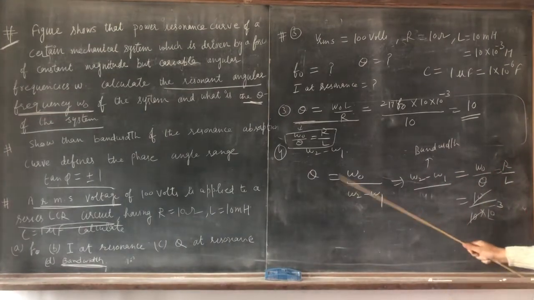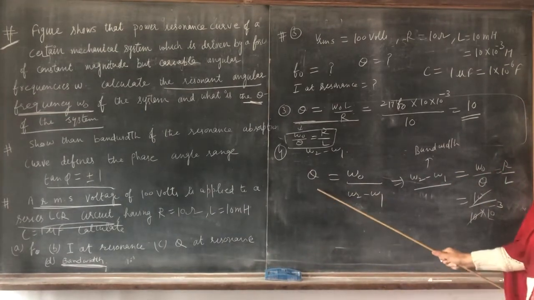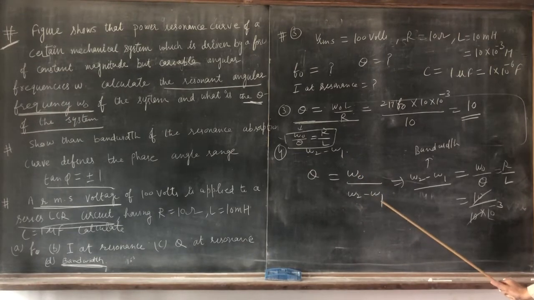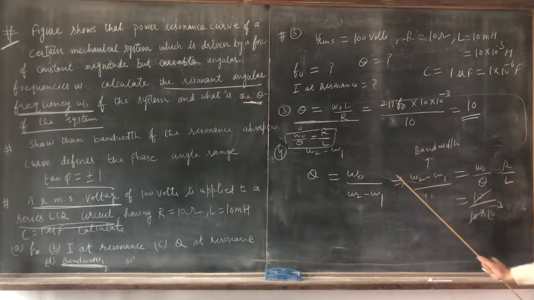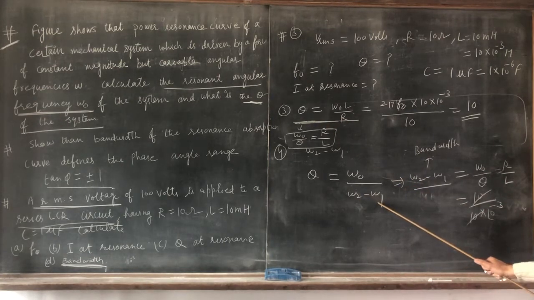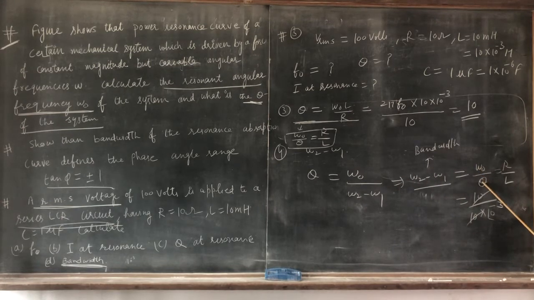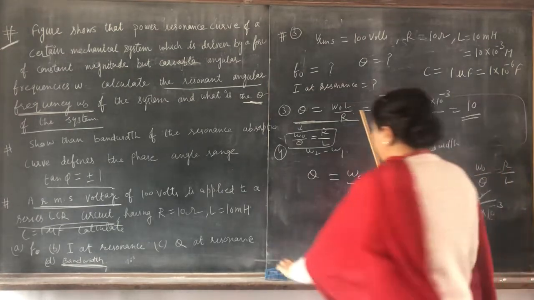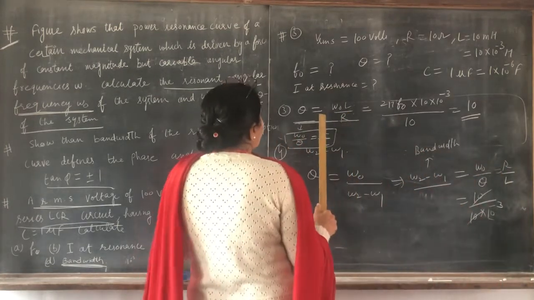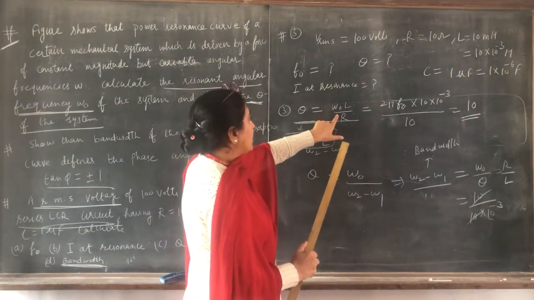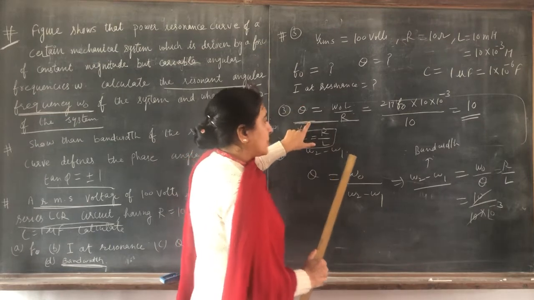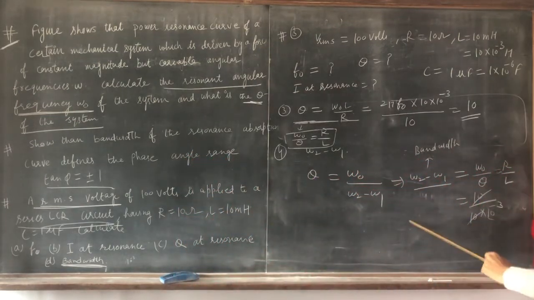I will explain again. Q is equal to omega naught over omega 2 minus omega 1. From this we can find omega 2 minus omega 1, that is the bandwidth, which will be equal to omega naught by Q. From where can you find omega naught by Q? It can be found from here: omega naught by Q is equal to R by L. So R is this, L is this. Put the values and you will find the bandwidth.